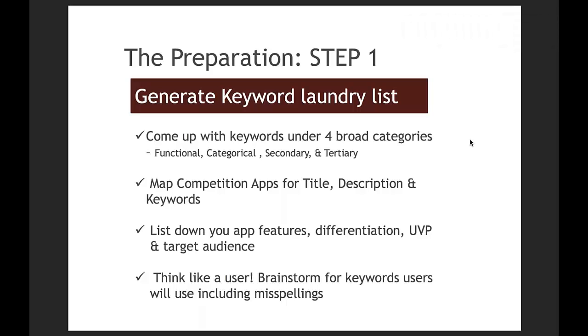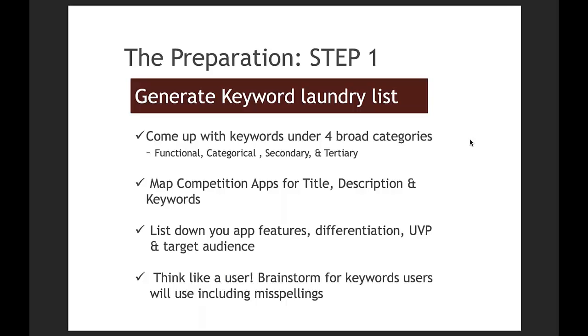This helps me arrive at maybe 40, 50, 60 keywords which I've listed down. The second step I would then take is to look at my competitor apps and see what keywords they are using in the description, in the title, etc., to see if I missed out on something, and I can add that to the list as well.